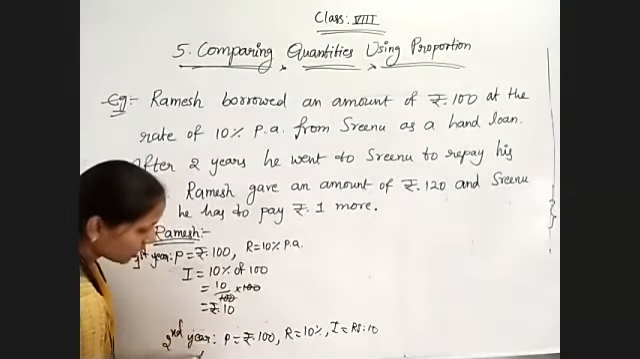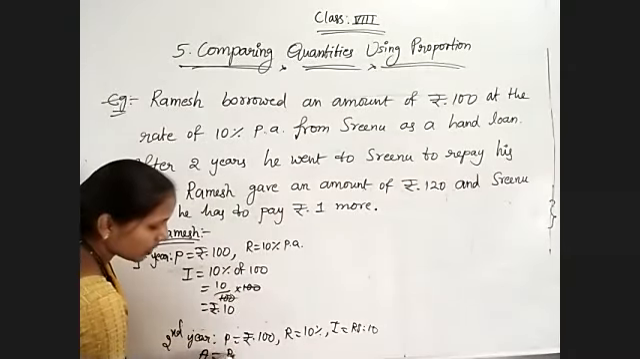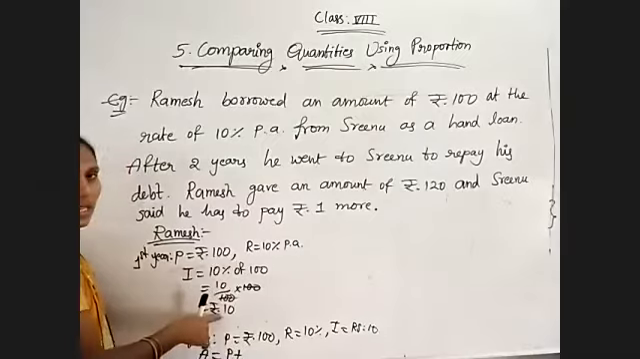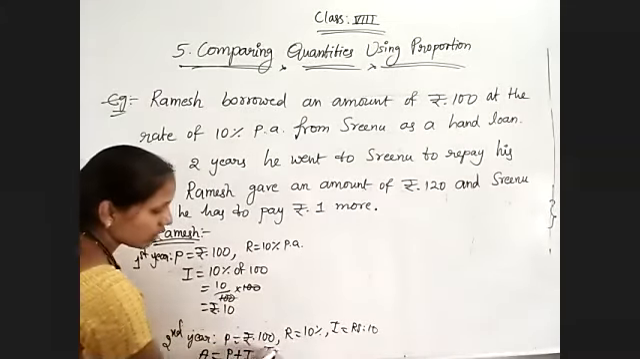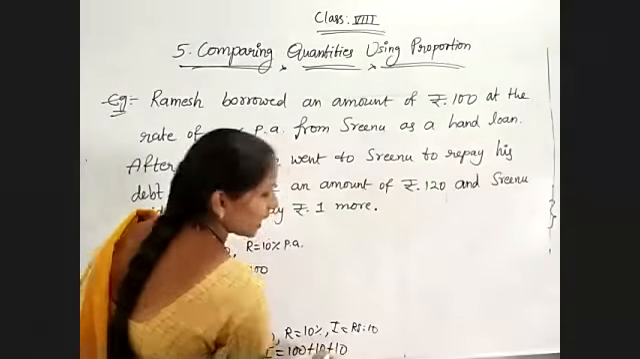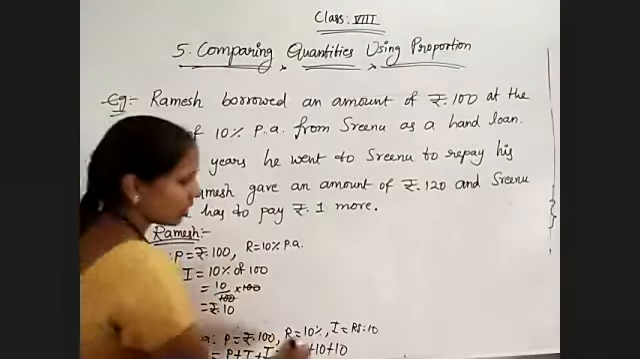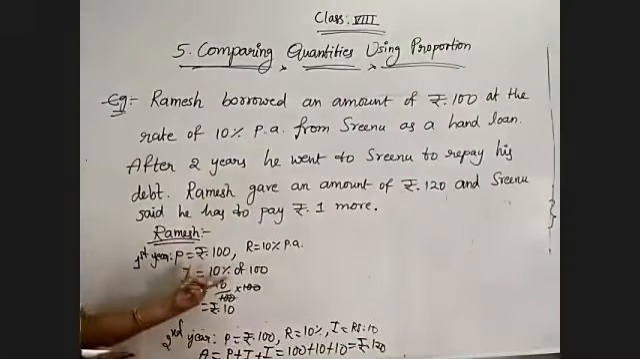So the amount to be paid after 2 years will be equal to principal plus interest at the end of the first year and interest at the end of the second year. So principal is 100 rupees. For the first year and second year we get 10 rupees as interest each. So completely 120 rupees. According to Ramesh, this one is correct.